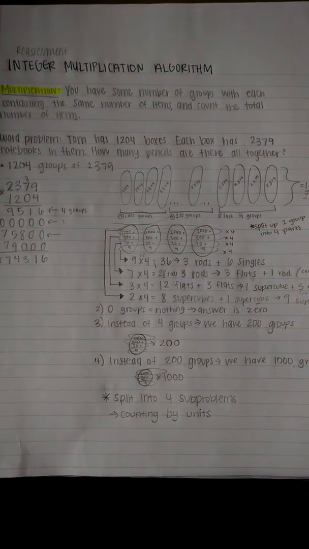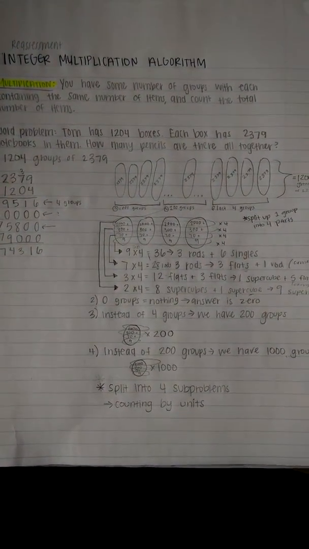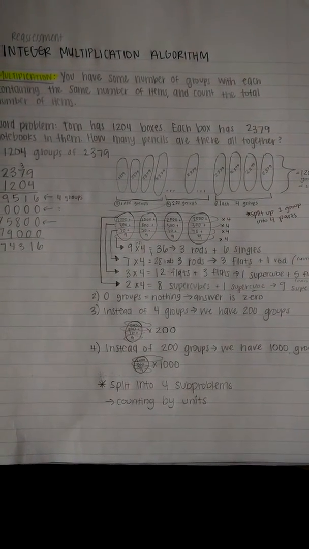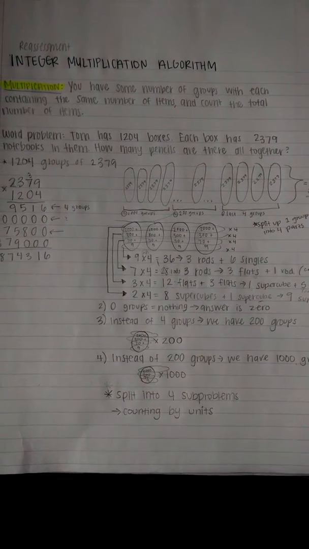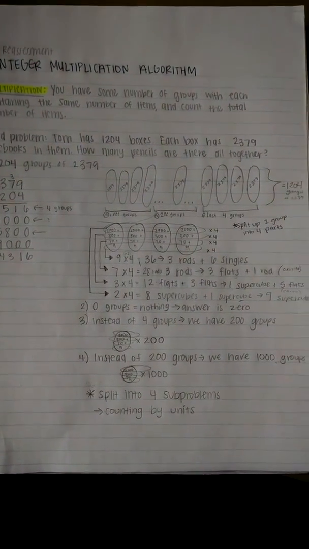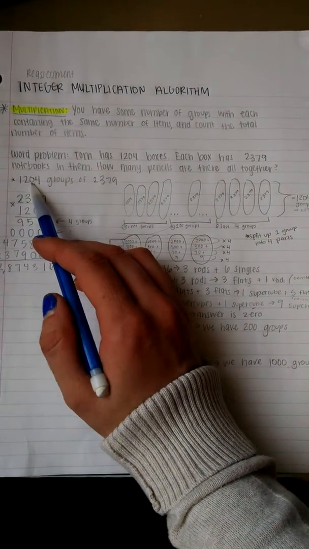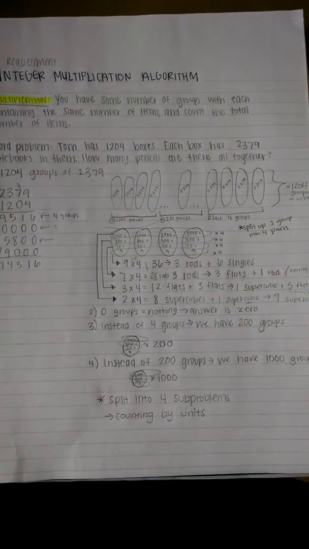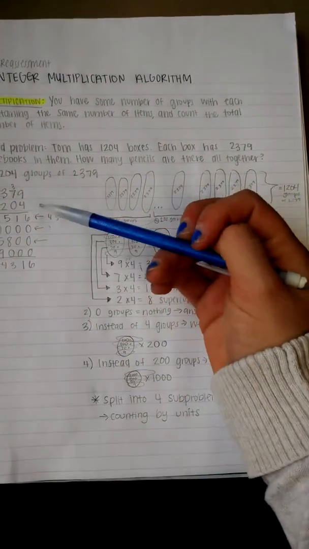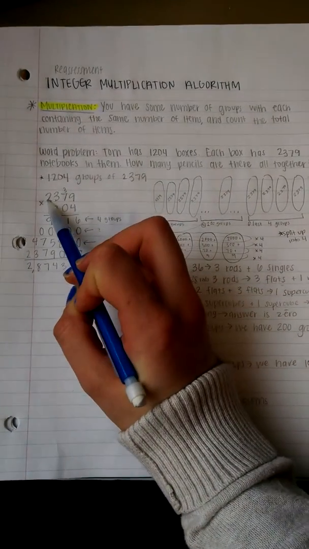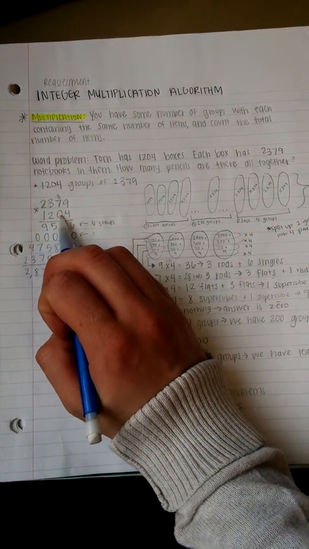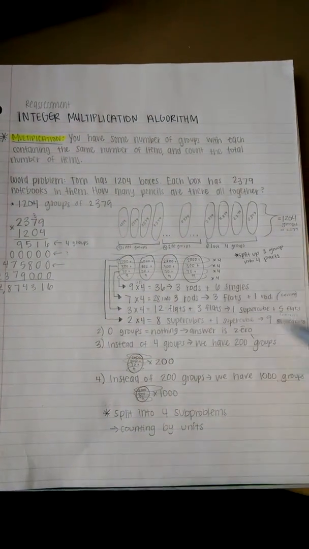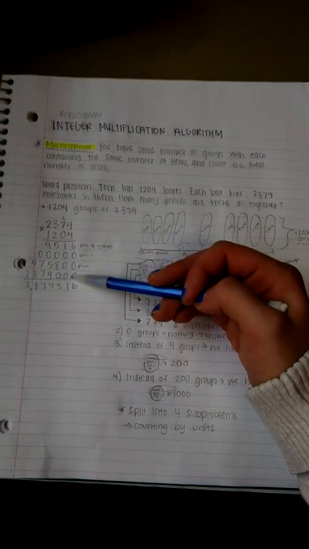So a word problem is: Tom has 1,204 boxes. Each box has 2,379 notebooks in them. How many pencils are there altogether? So this is saying that we have 1,204 groups of 2,379. If we wrote this out to solve the problem, we'd write 2,379 times 1,204. And this is the process of going through this algorithm.